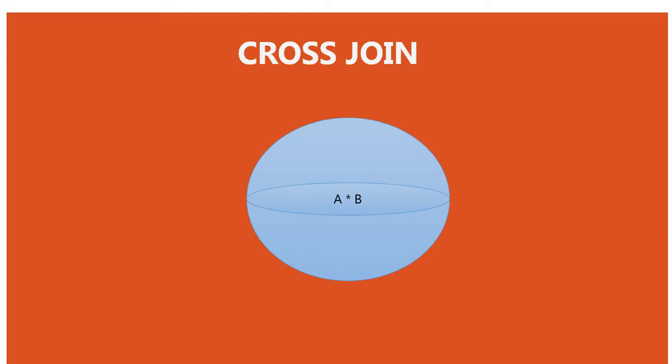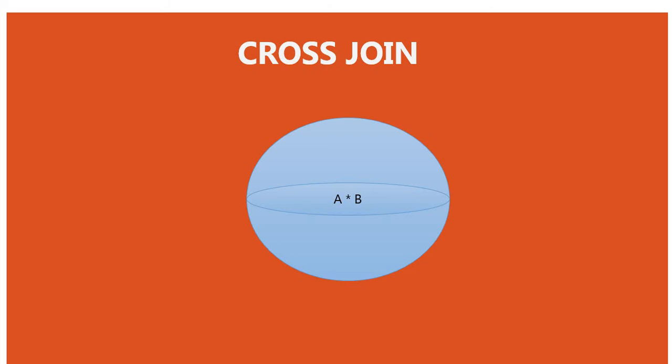So today's topic is cross join. So what is cross join? Cross join is, at the end, a Cartesian join. Cartesian join means, as you can see over here in the Venn diagram, it's a Cartesian product of two tables, or more than one table.